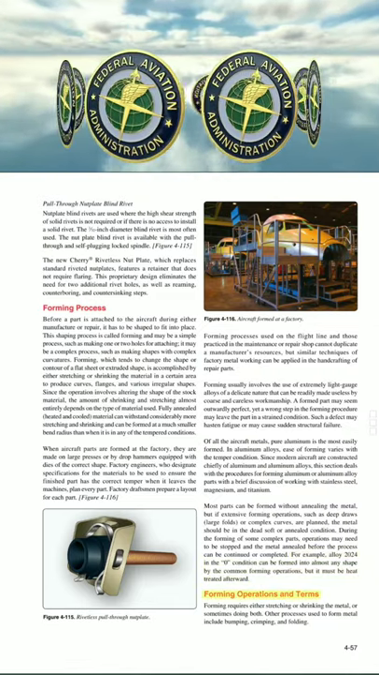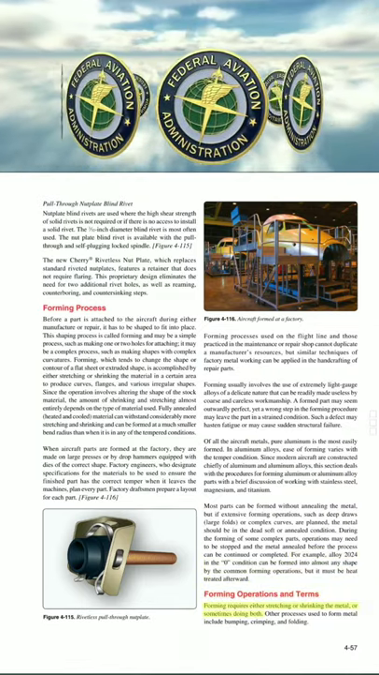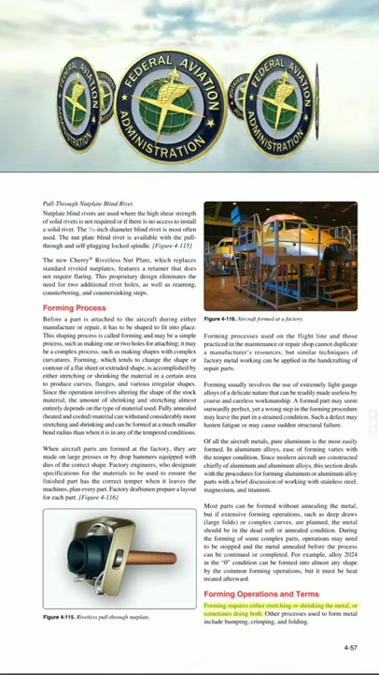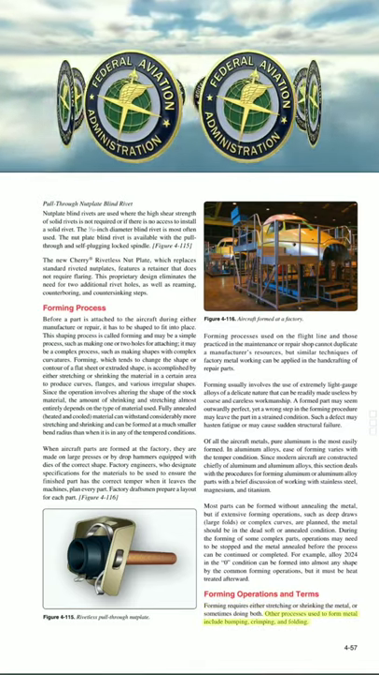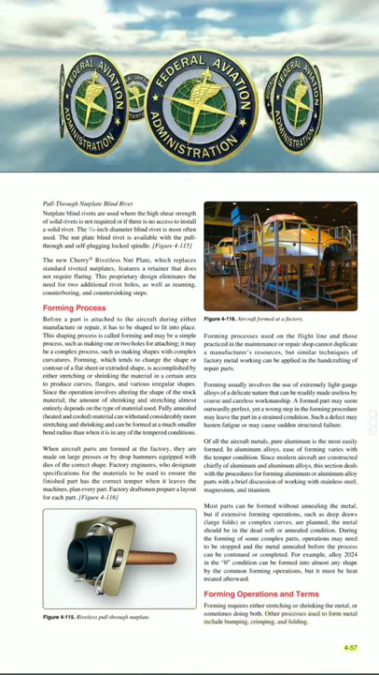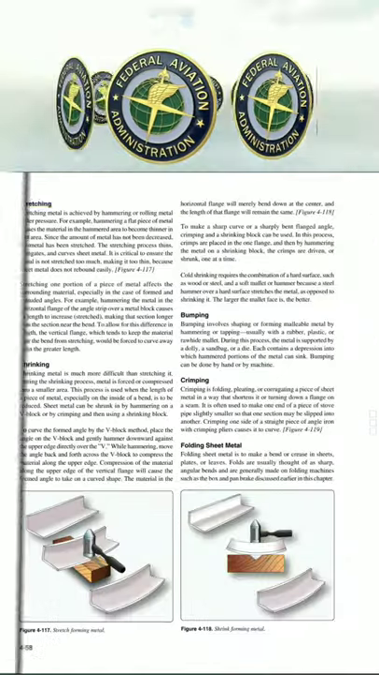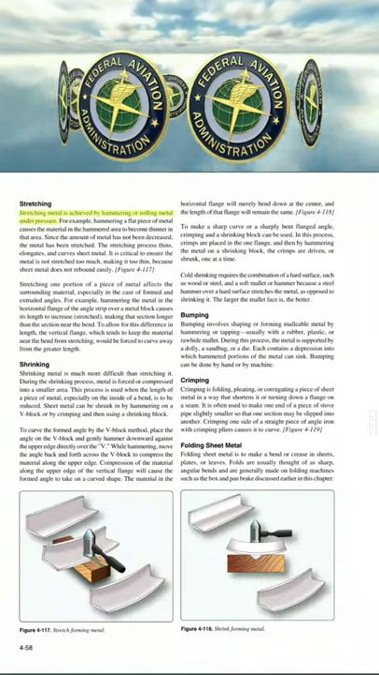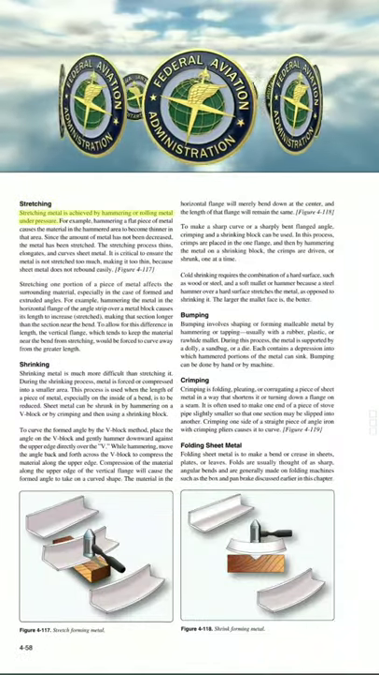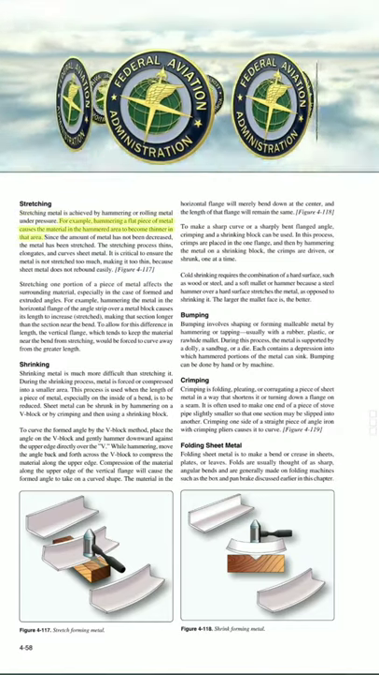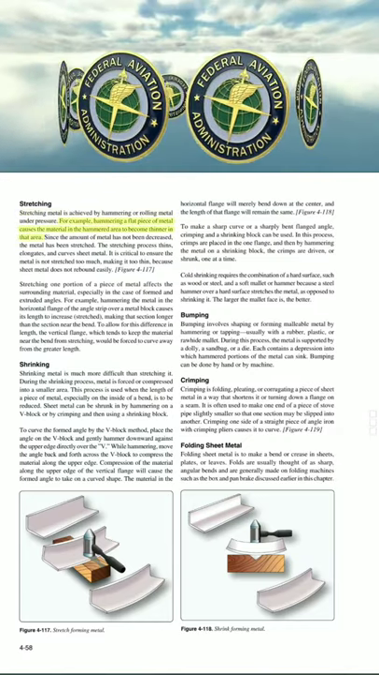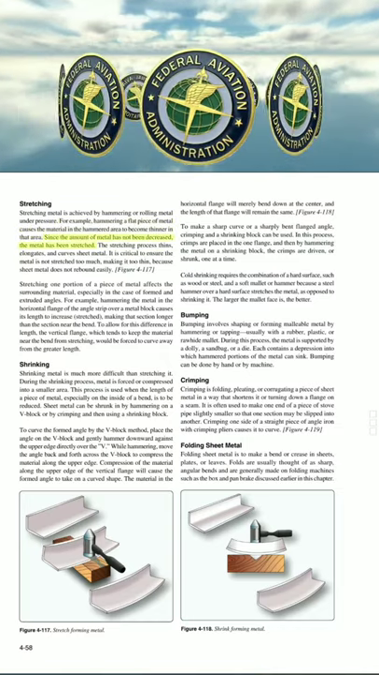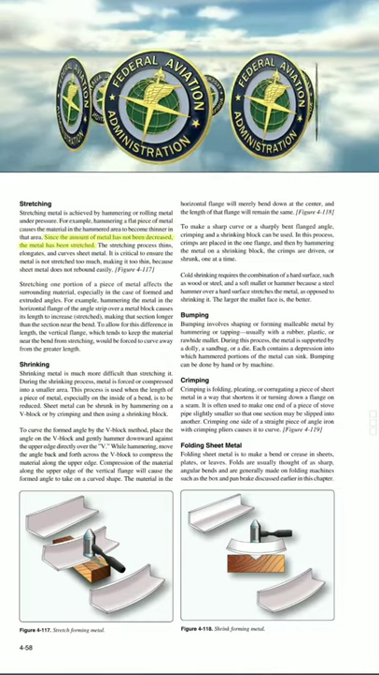Forming operations and terms. Forming requires either stretching or shrinking the metal, or sometimes doing both. Other processes used to form metal include bumping, crimping, and folding. 4-57. Stretching. Stretching metal is achieved by hammering or rolling metal under pressure. For example, hammering a flat piece of metal causes the material in the hammered area to become thinner in that area. Since the amount of metal has not been decreased, the metal has been stretched.